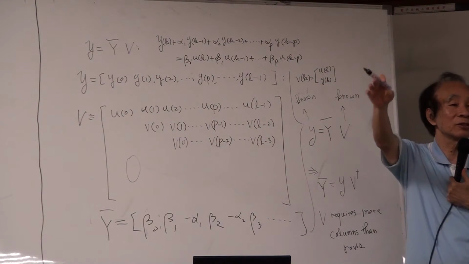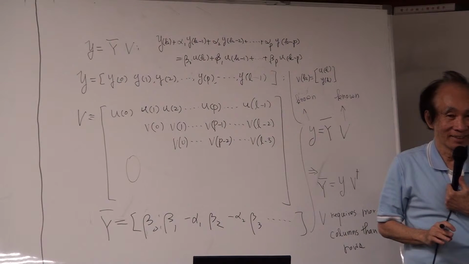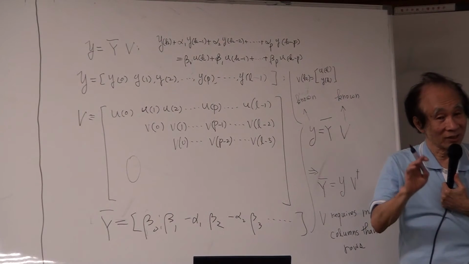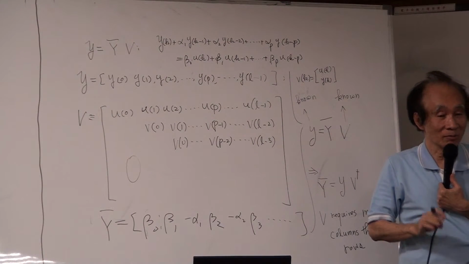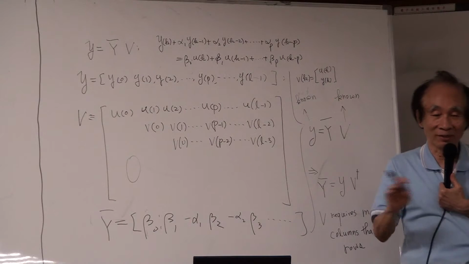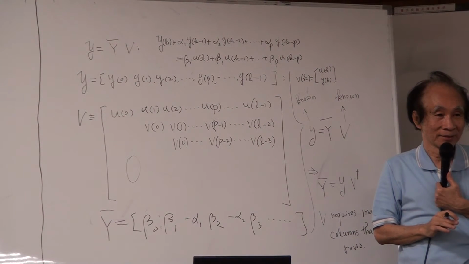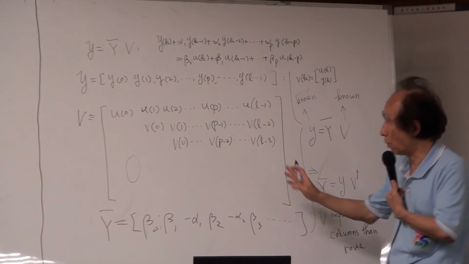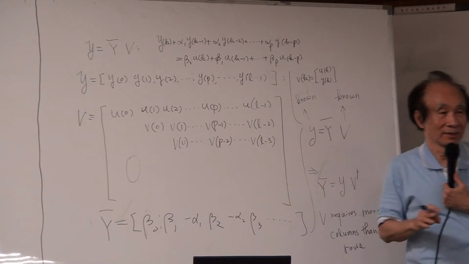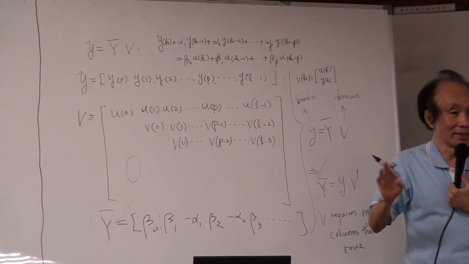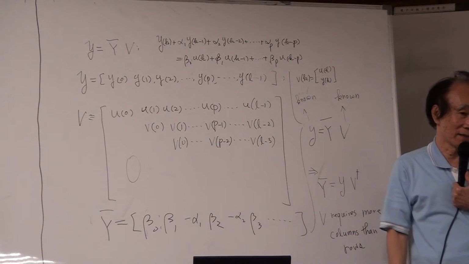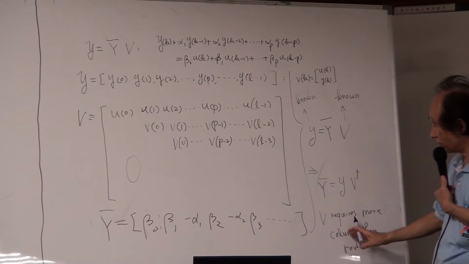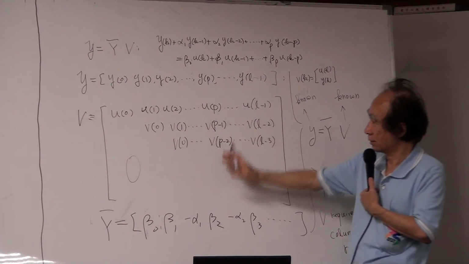If you have more equations than unknowns, then what? Then you can get only least square solutions. That means you may not get any exact solution, but at least you have a least square solution. That means I need more data. If you don't have enough data, then you cannot do your system ID. So when you solve this, make sure you get more columns than unknowns.